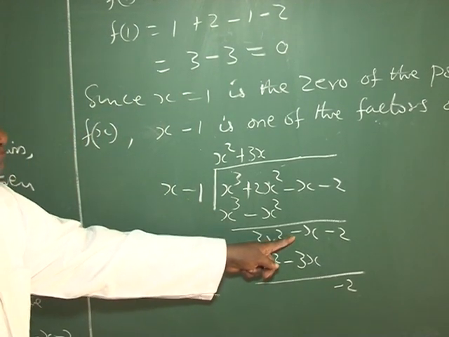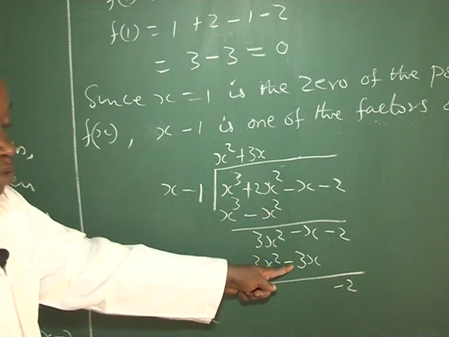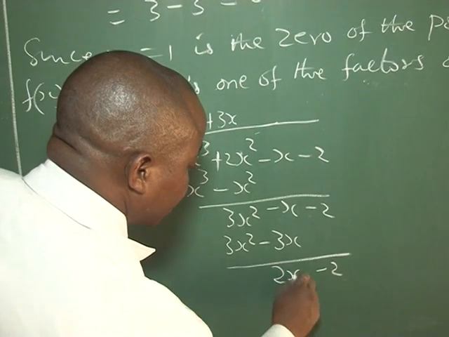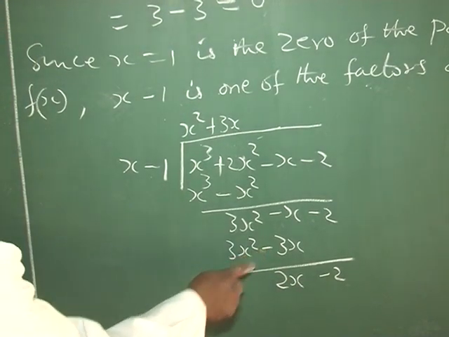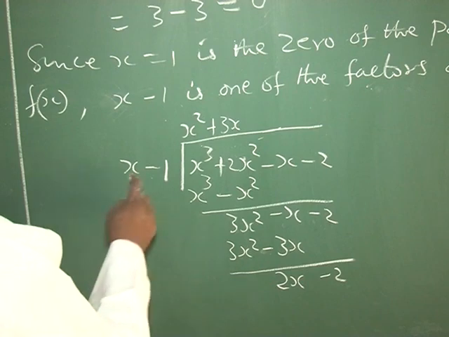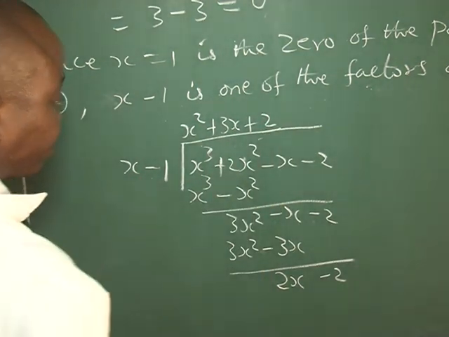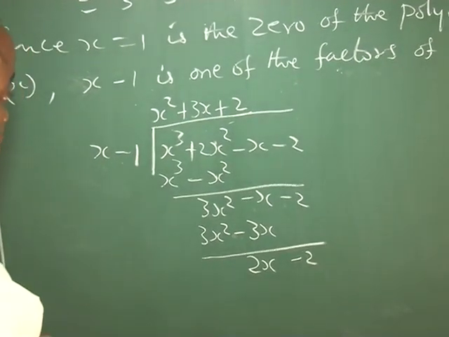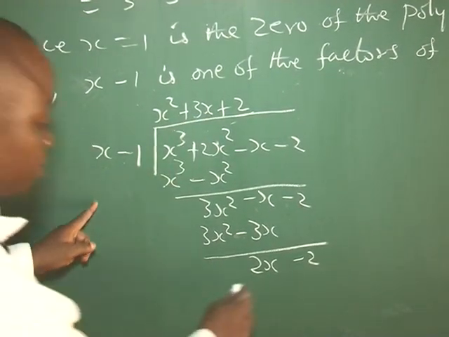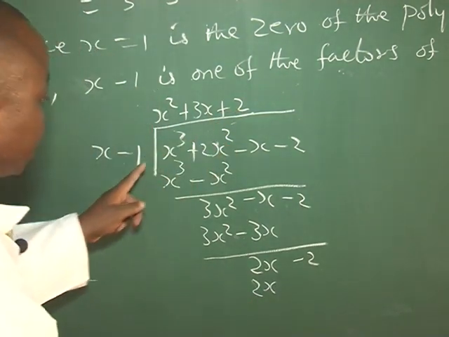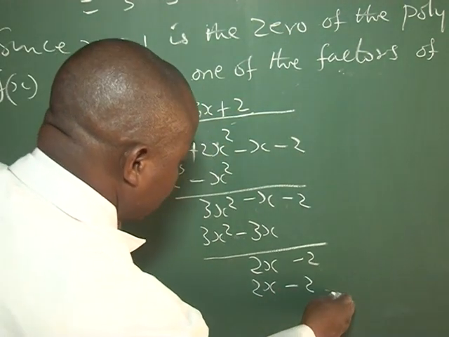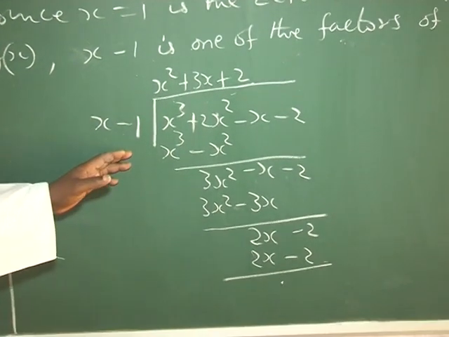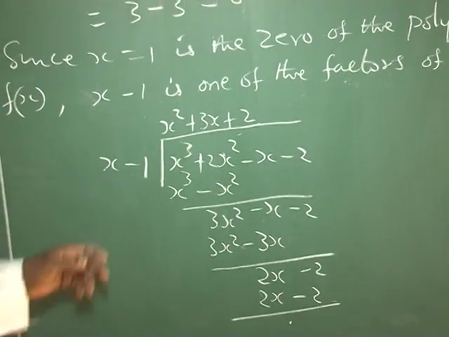Now look at this. Minus x minus minus 3x will now give us 2x, that is plus 2x, because this is plus. 2x divided by x will give us plus 2. 2 times x will give us 2x. 2 times minus 1 will give us minus 2. If you subtract, everything becomes 0, which shows that truly this is one of the factors of this.